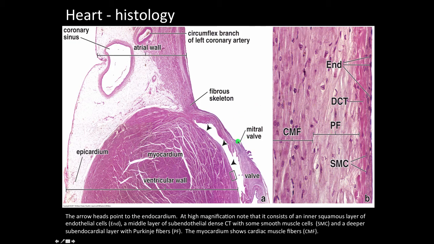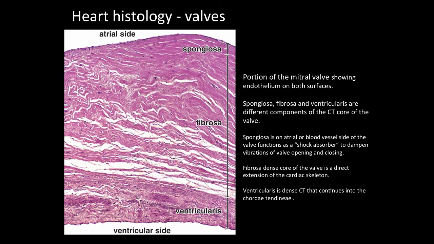Now, here's a little profile of the mitral valve, and we're going to, on the next slide, be right at this level of the mitral valve. So this shows a portion of the mitral valve showing both the atrial and ventricular side. So note there's endothelium, like that, and like that, on both surfaces.